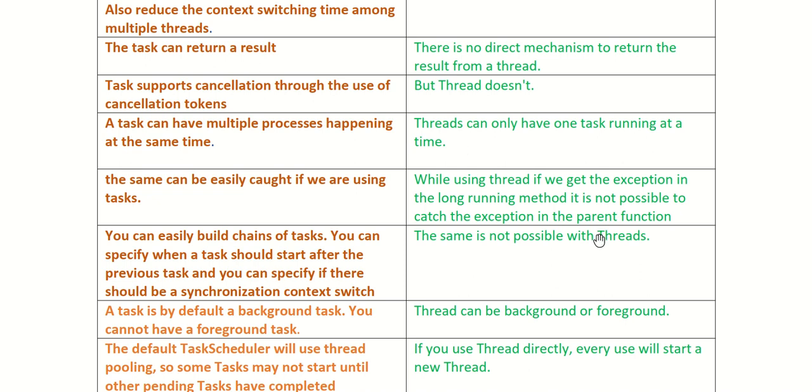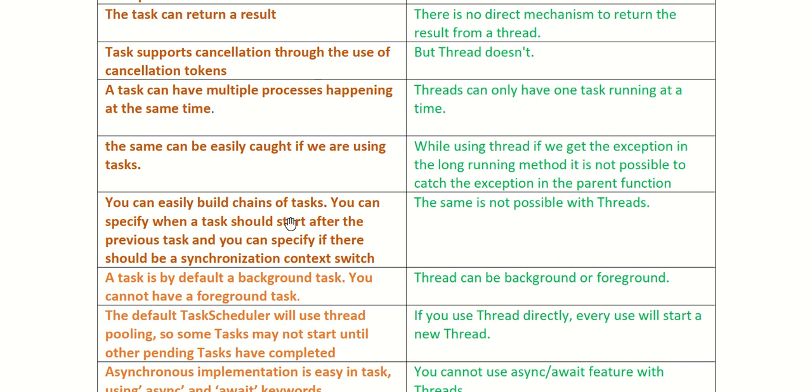So while using thread, if we get an exception in the long running method, it is not possible to catch the exception in the parent function. In case of threading, there is a catch. If an exception happens in your thread, it cannot be passed to the parent thread which triggered your thread. But in case of tasks, if a child task throws an exception, that exception can be handled in your parent task's try catch block. That's what this statement is about.